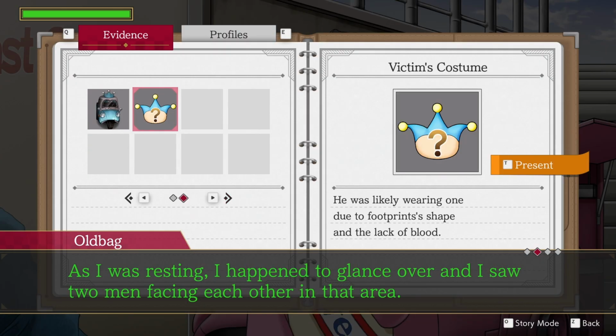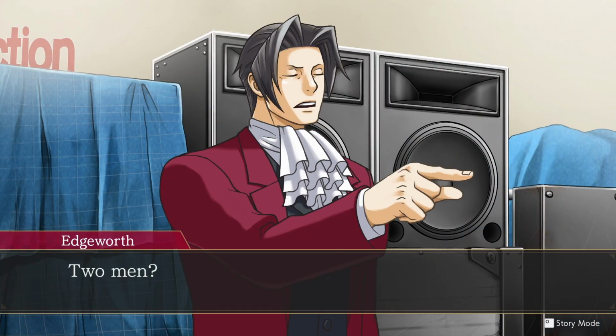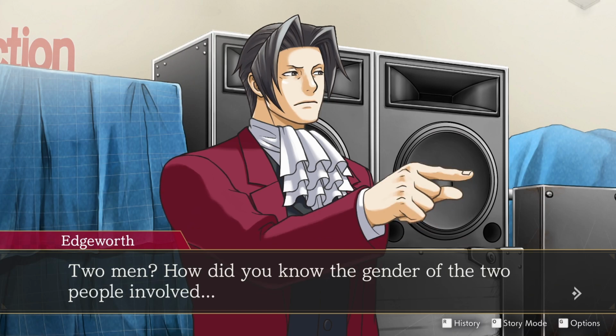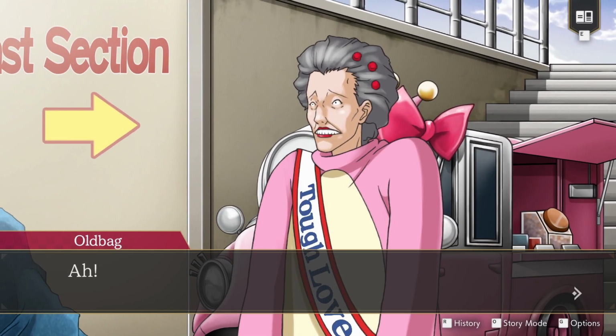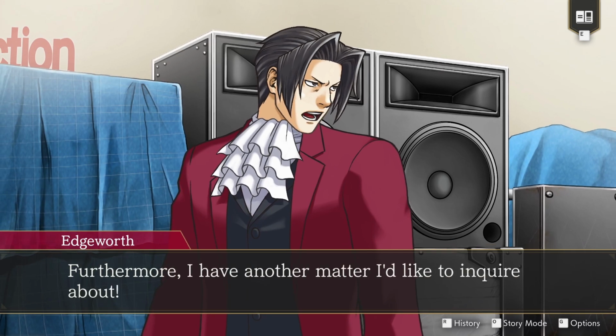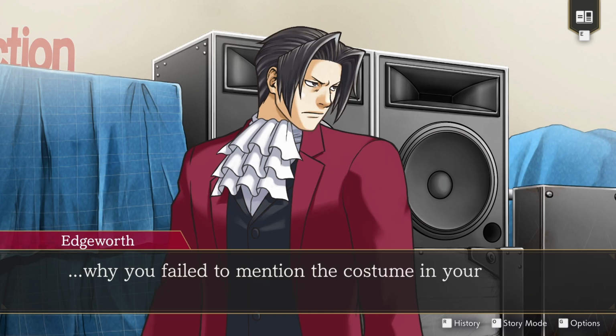Okay, yeah, the victim's costume. How would you know it was a man if... Objection! We need to go through the whole thing. Two men? How do you know the gender of the two people involved, seeing as how the victim was wearing a costume at the time? Furthermore, I have another matter I'd like to inquire about. I'd very much like to know why you failed to mention a costume in your testimony.